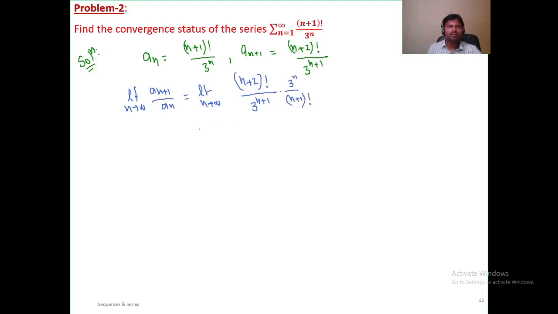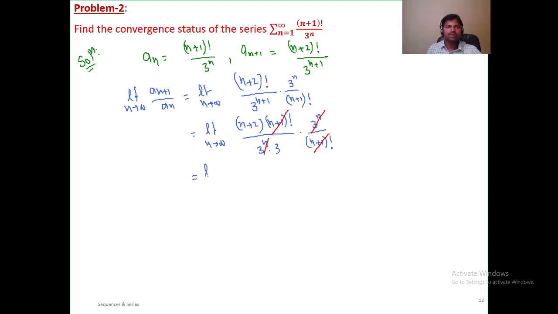Now again you apply the same technique we applied just now. 5 factorial can be written as 5 into 4 factorial, like that, right? So n plus 2 factorial can be written as n plus 2 into, the next number before it is n plus 1, so n plus 1 factorial. Look at the numerator: n plus 2 factorial can be written as n plus 2 into n plus 1 factorial, and in the denominator 3 power n plus 1 I can write as 3 power n into 3. And here don't modify this, write as it is: 3 power n divided by n plus 1 factorial. So clearly n plus 1 factorial cancels out, and 3 power n cancels out. What remains?